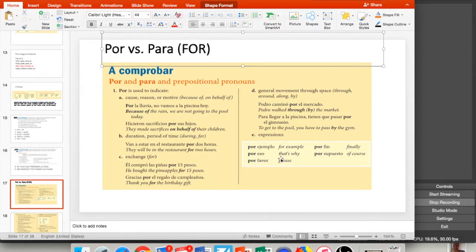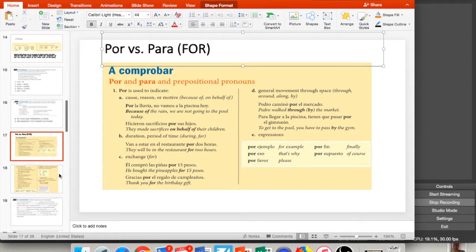And then over here, you have some common expressions that use por. So, por ejemplo, for example, por eso, therefore, that's why. Por favor, you probably all heard this, please. Por fin, finally, or por supuesto, of course. So, common expressions there with por.